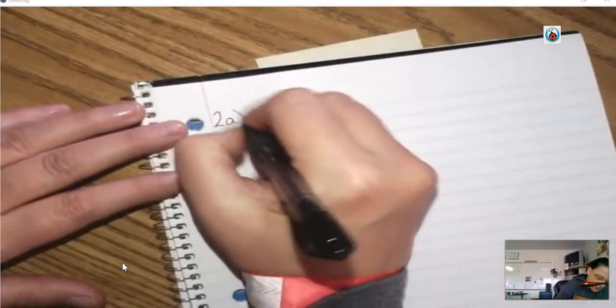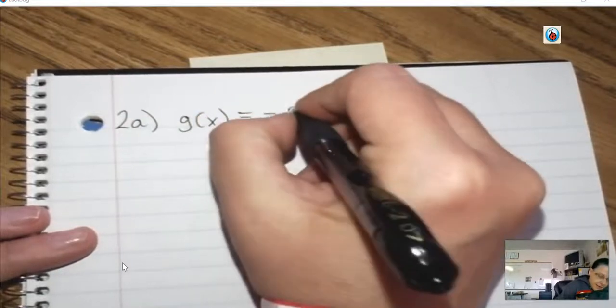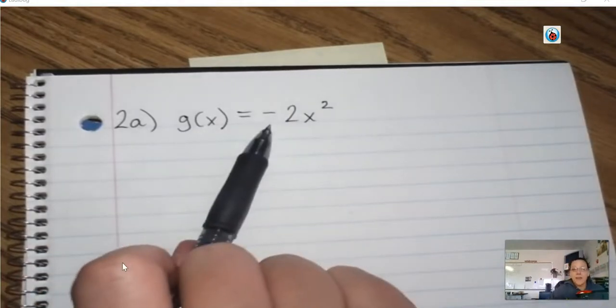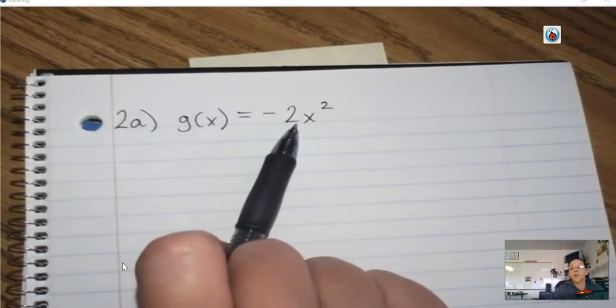This is 2a. G of x equals negative 2x squared. We're going to graph it and state the domain and range. So it's negative, so that means it's going to go down. And that 2 being greater than 1 is going to make it skinny. So it should be going downwards and it should be skinny.